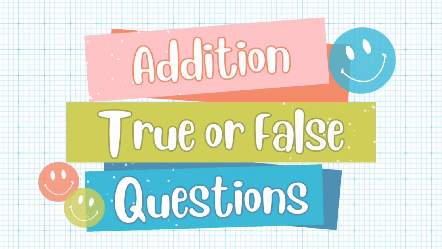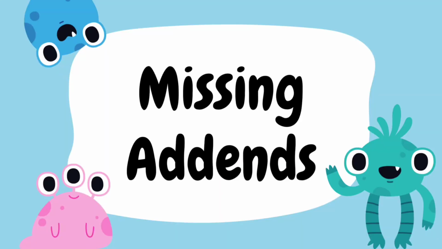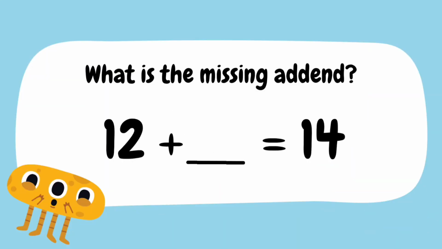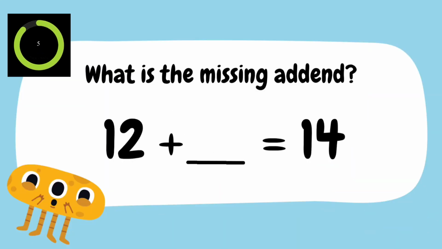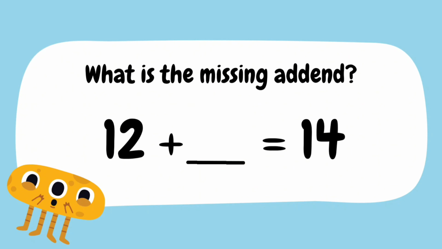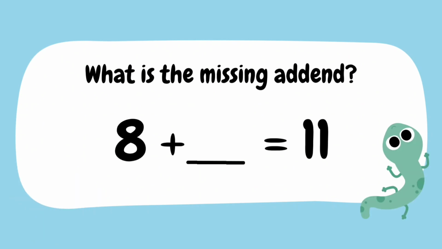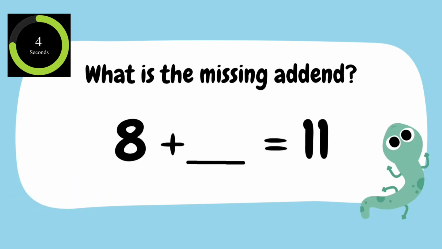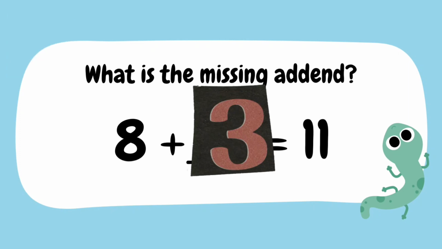This quiz is divided in 3 parts. Are you ready? What is the missing addend here? Answer is 2. What is the missing addend here? And the answer is 3.